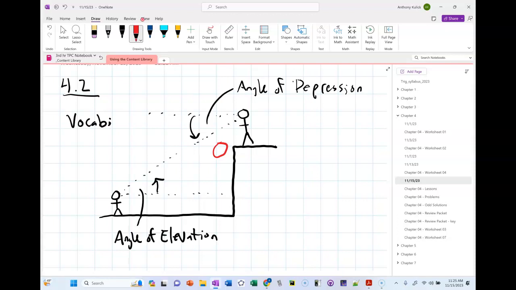Again, you have to think about the angle of elevation and the angle of depression as formed by your line of sight and then what you're tilting up or down to get to. So it's always between the line of sight, the horizontal, and then whatever you're tilting up and down to get to.